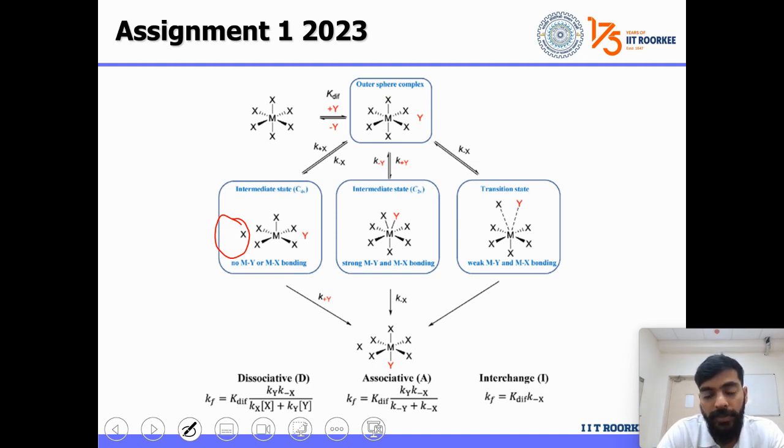Similarly, in the associative one, association is happening. Then again the geometry of the octahedral will be changing, so again the energy is increasing. In whichever step the energy is increasing, those are the slow steps. Then next, interchange, that means one is coming, one is going out. These are the three types of substitution that can happen in metals.